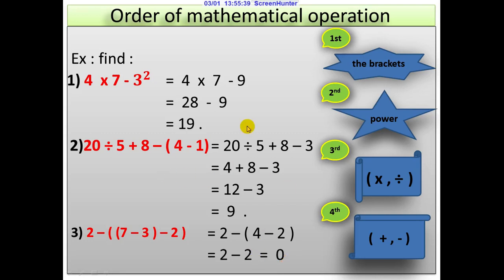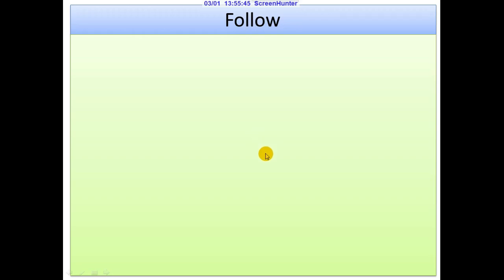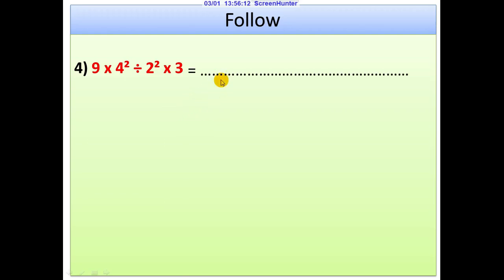Let's see more exercises on this lesson to understand it. Number 4: 9 times 4 raised to power 2 divided by 2 raised to power 2 multiplying by 3. We have 4 raised to power 2 and also 2 raised to power 2, which we must do first. We must do the power. So we can do both of them at the same time, like that. We can write 9 as it is times 16 divided by 4 times 3. Note that we do both of them at the same time.